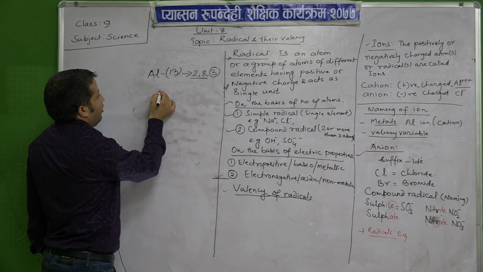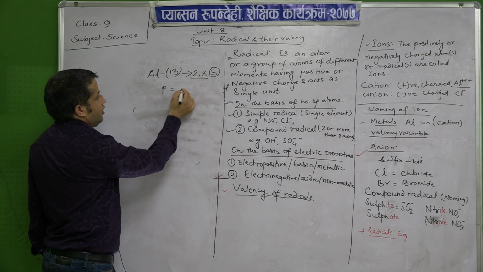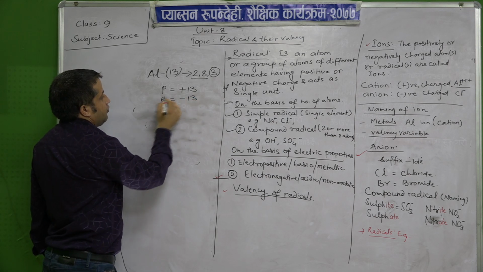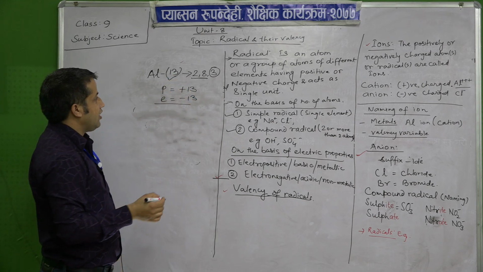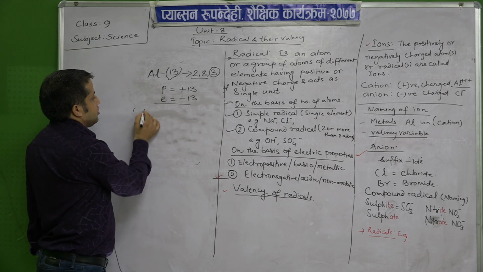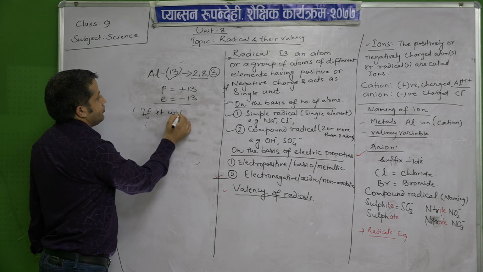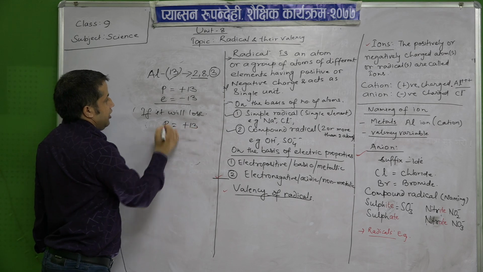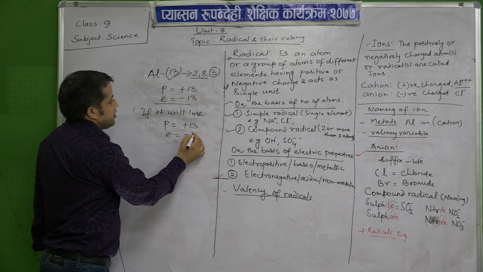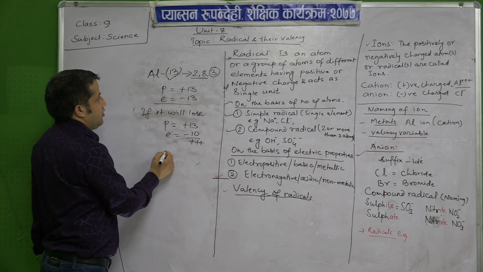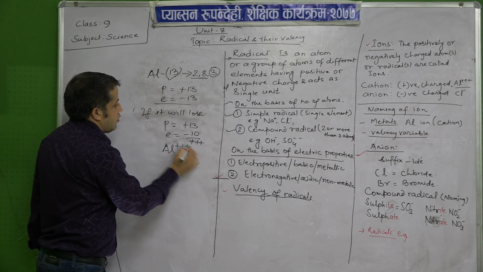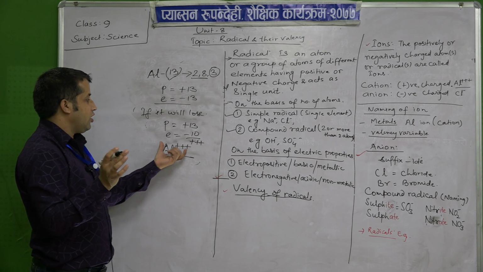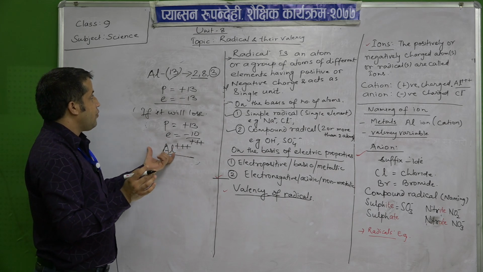In the neutral case, the proton count is plus 13 and the electron count is minus 13, because the atomic number is 13, which means protons and electrons are equal. When it loses 3 electrons, the proton count stays plus 13 but the electron count becomes minus 10. So altogether a plus 3 charge will be there, and aluminum will carry plus plus plus. In this case aluminum acquired a positive charge, and it is a simple radical because it is a single unit.